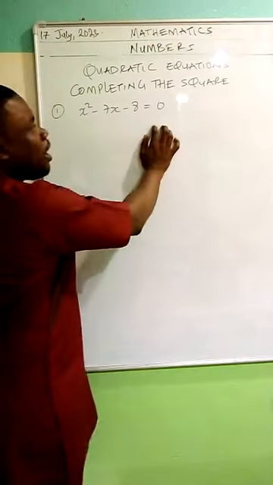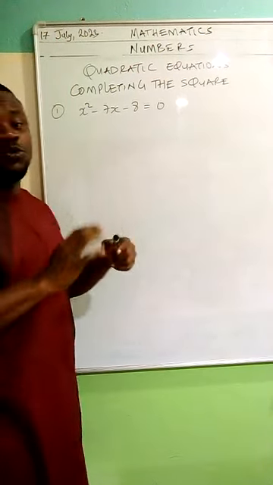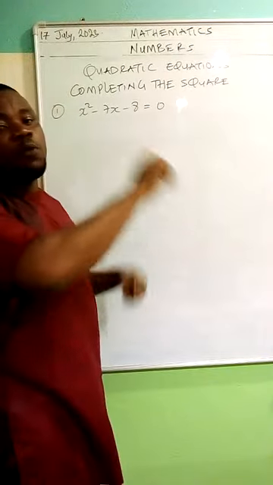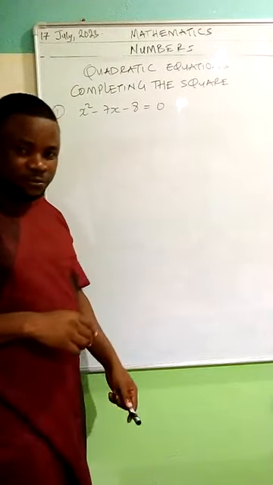Let's solve this question. I'll solve it first by factorization. You already know how to do factorization. I'll solve it by factorization and then solve it by completing the square. Is that right?